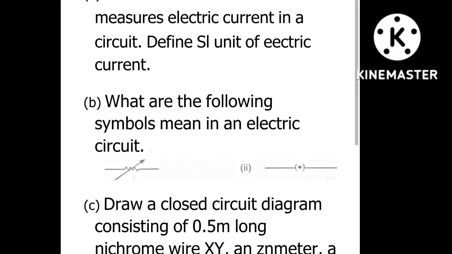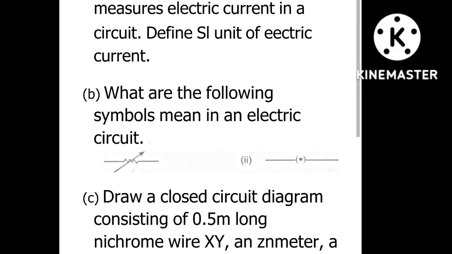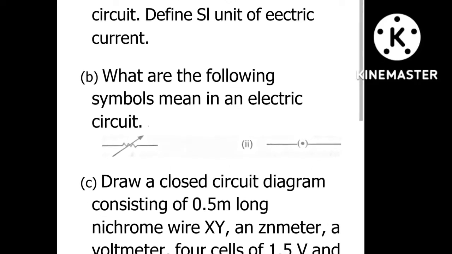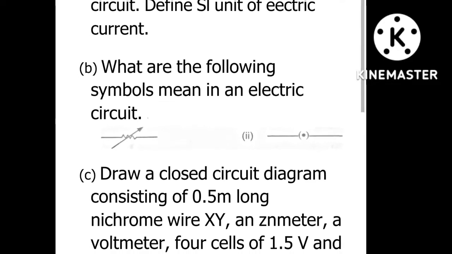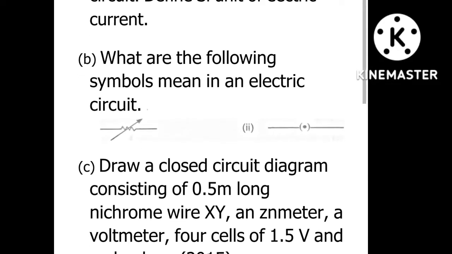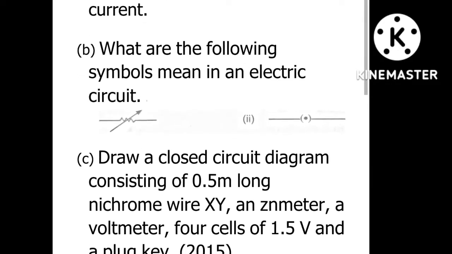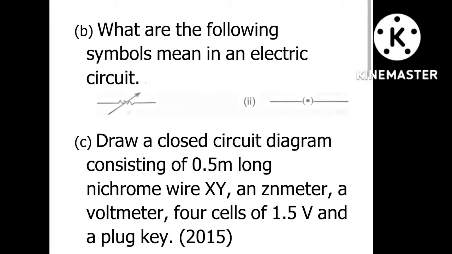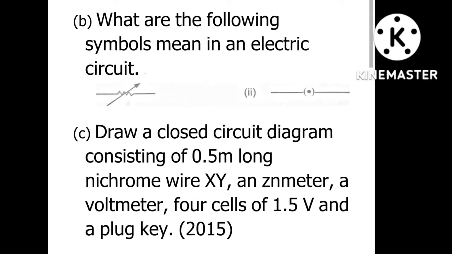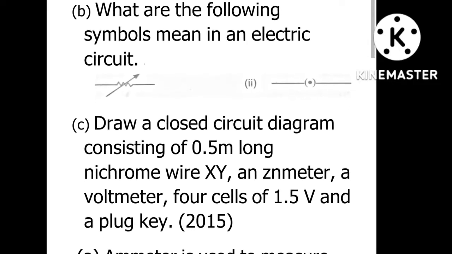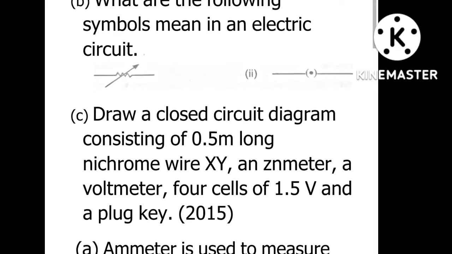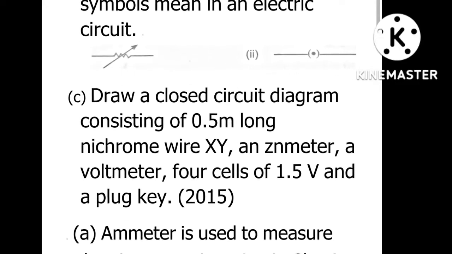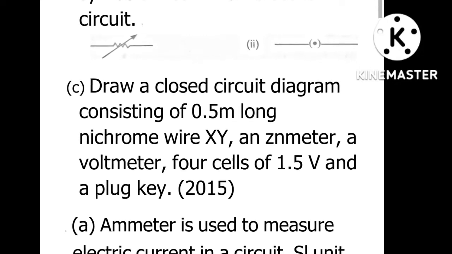First question is, name an instrument that measures electric current in a circuit. Define SI unit of electric current. And second one, what do the following symbols mean in an electric circuit? So two symbols are given here. And third one, draw a closed circuit diagram consisting of 0.5 meter long nichrome wire XY, an ammeter, a voltmeter, 4 cells of 1.5 volt and a plug key. Now we can answer the questions one by one.